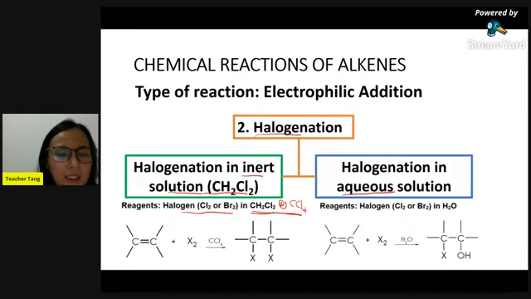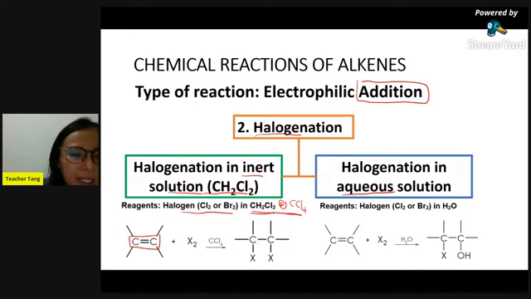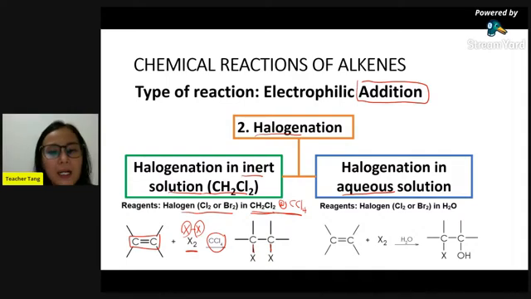Again, this is an electrophilic addition type of reaction. Addition means that the double bond becomes single bond. You see, the double bond becomes single bond. And this is your halogen, which can be Cl2 or Br2, and this is the inert solvent. The inert solvent will not affect the product, so the electrophile will go to each side of the carbon-carbon double bond.